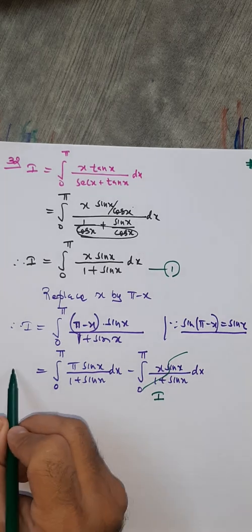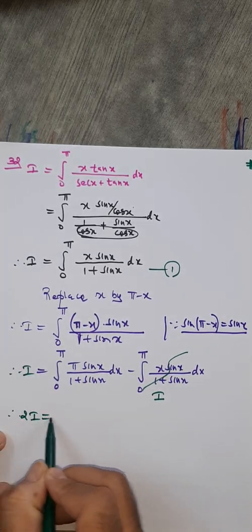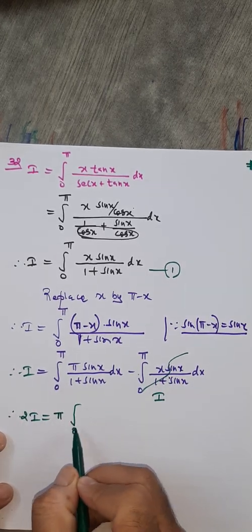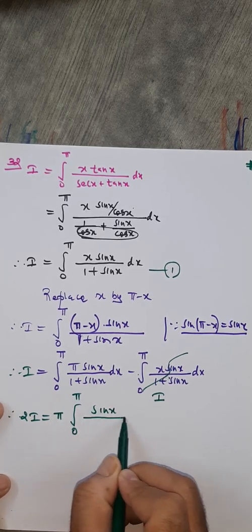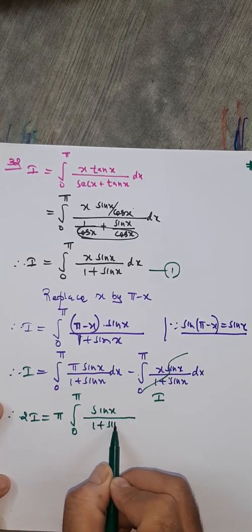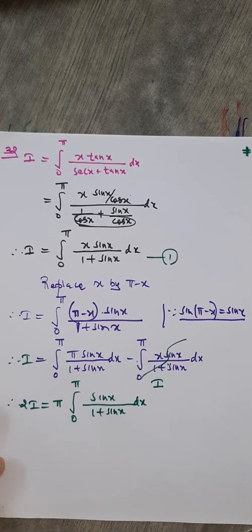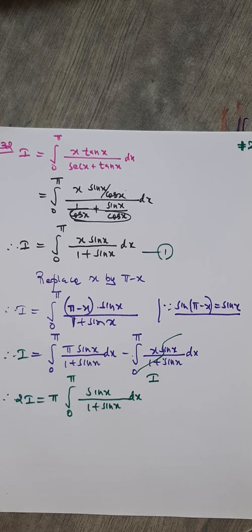I'll take I on the other side, so this becomes 2I. This, minus I on the other side, pi being constant I'll keep outside: integral 0 to pi sine x upon 1 plus sine x. Fine. Now the question is how we'll integrate this. That's the important question here.